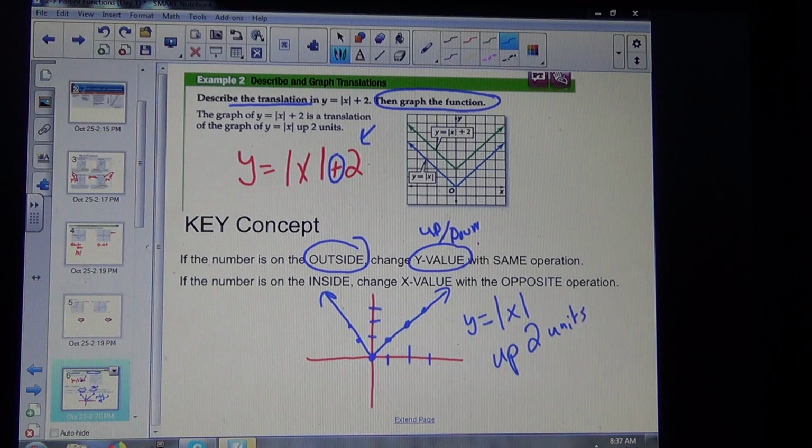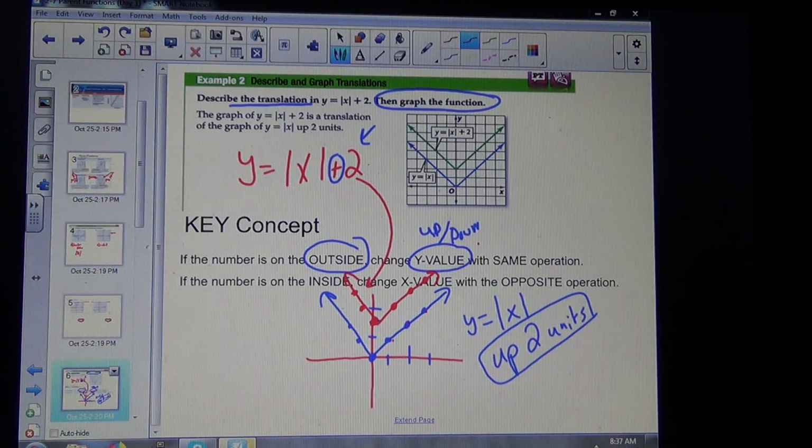2 units. Okay? So then every point I pick on this graph, I just put my pencil or my pen on it, and I count up 1, 2. Make a point. Go to the next point here, up 1, 2, make a point. Go to the next point here, go up 1, 2, make a point. Up from here, 1, 2, make a point. And I go over here, up 1, 2, make a dot, and then up 1, 2, make a dot. And then I connect them, and this is now my new equation, y equals the absolute value of x plus 2.